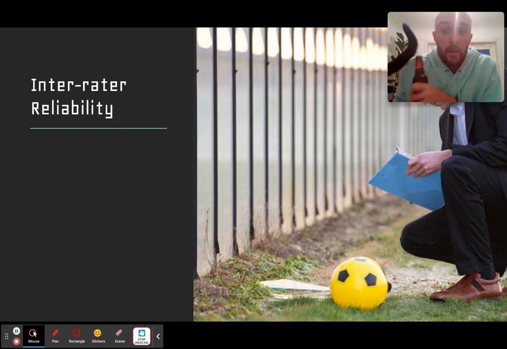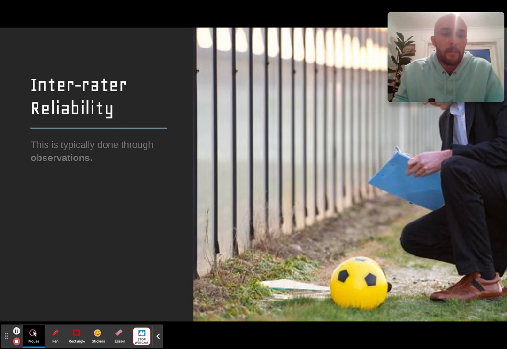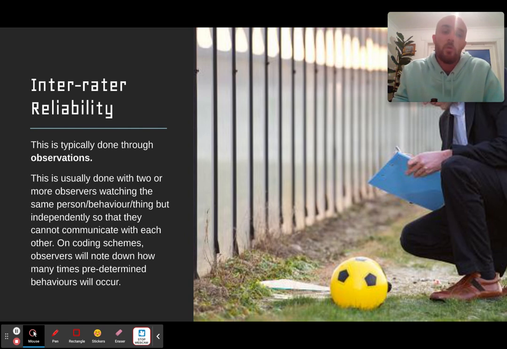So, inter-rater reliability. Thank you, Bella. Inter-rater reliability is essentially done through observations, and it's usually done with two or more observers observing the same thing, right? So two or more observers are watching the same thing.